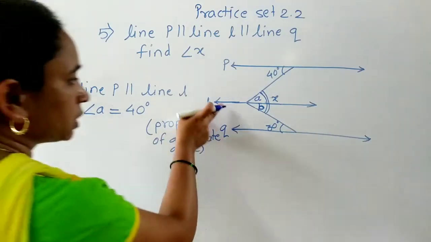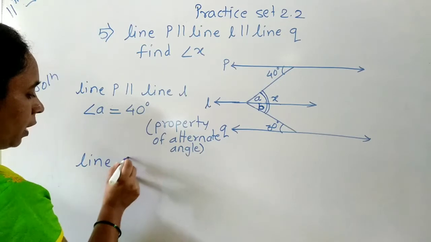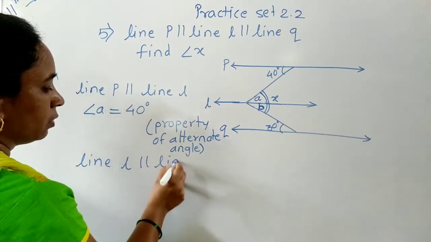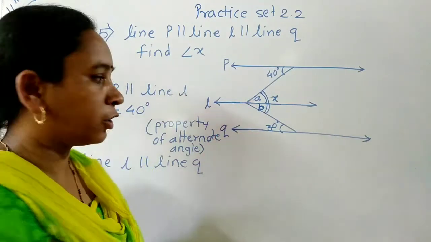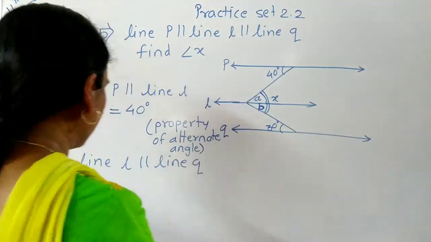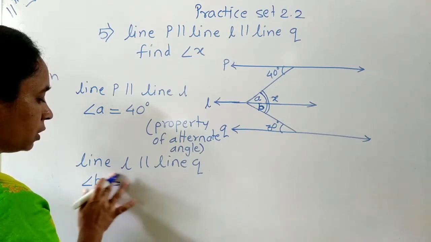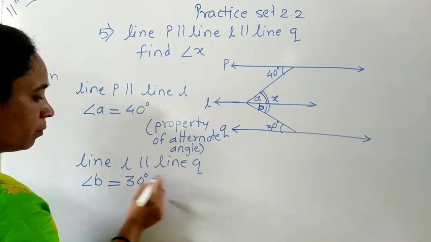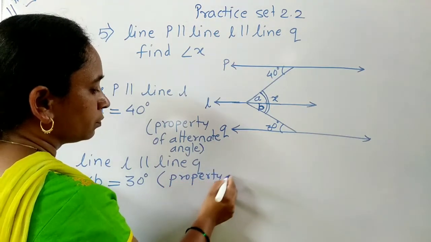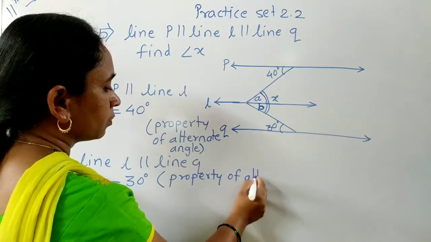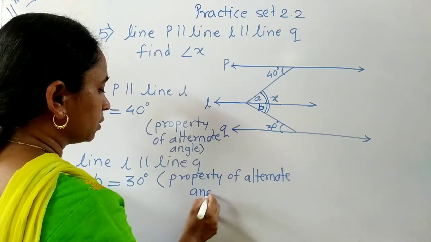Similarly, I'll now consider line L and line Q are parallel. So if line L is parallel with line Q, then the 30 degree and angle B are also congruent. B is equal to 30 degree. Again, here I have used the property of alternate angles.